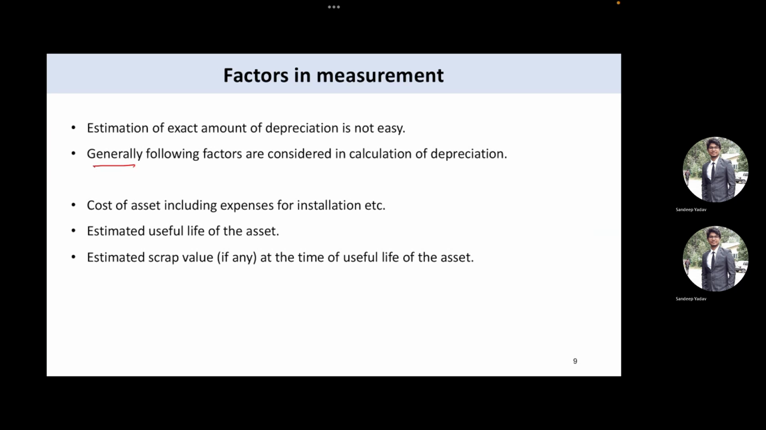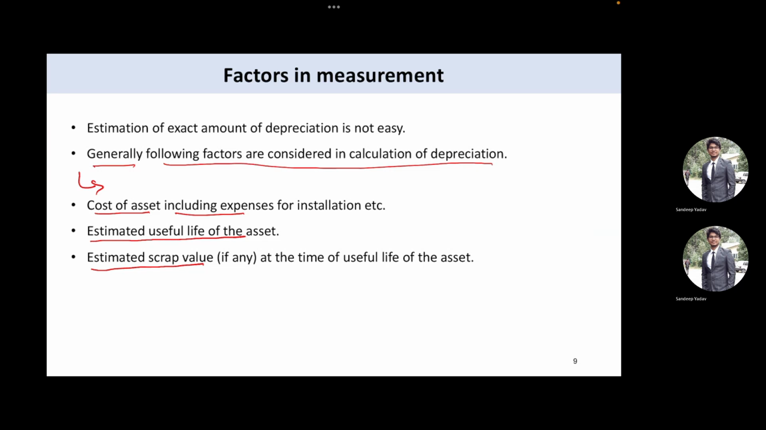Generally, the following factors are considered in calculation of depreciation. So these are the following factors: cost of an asset, including expenses of the installation, estimated useful life, estimated scrap value.